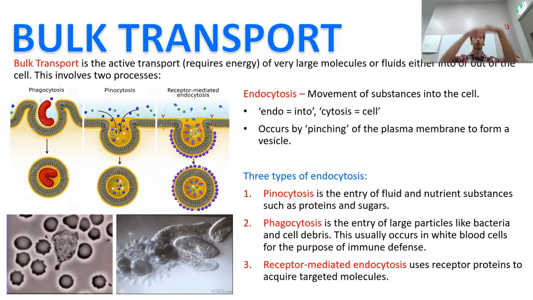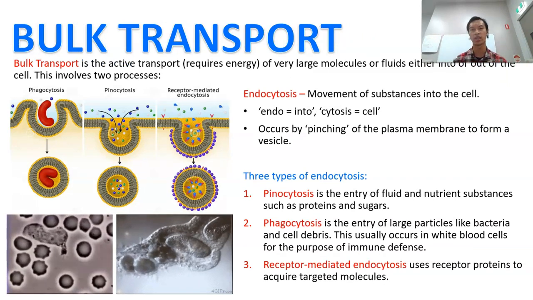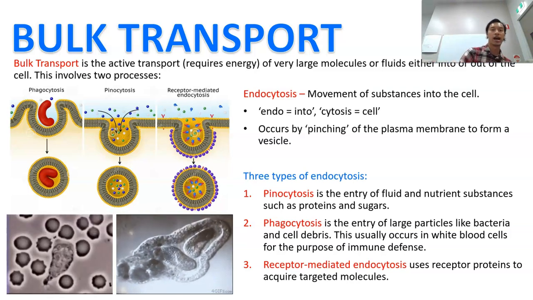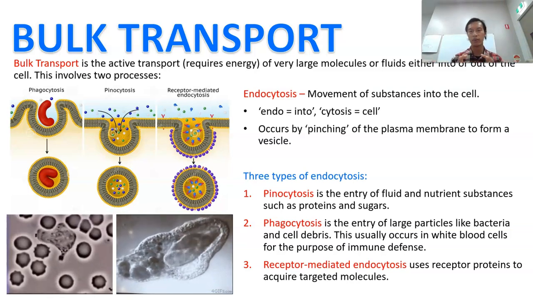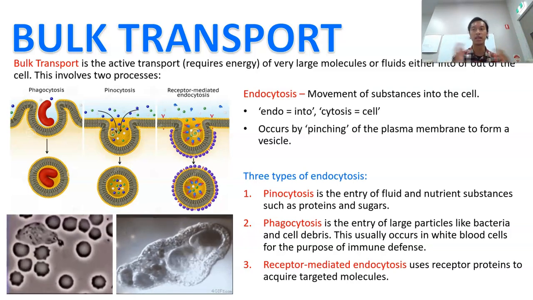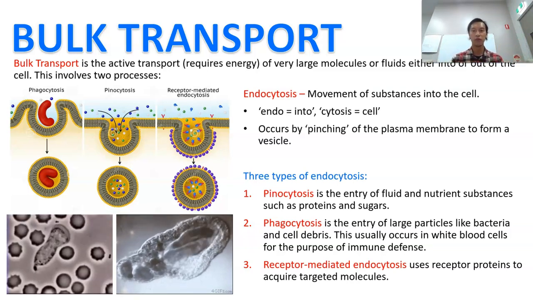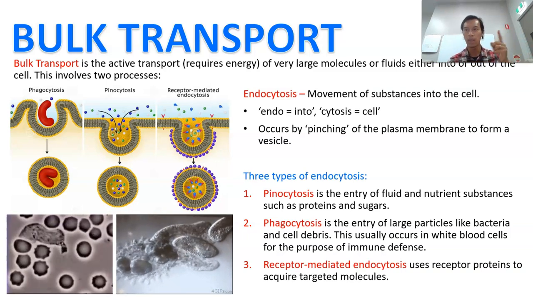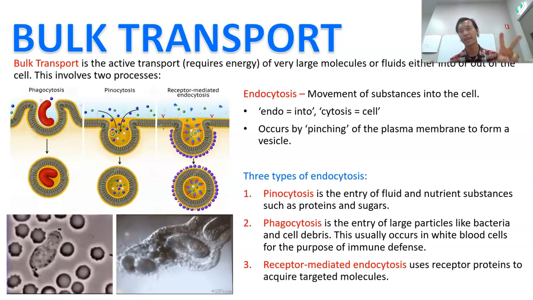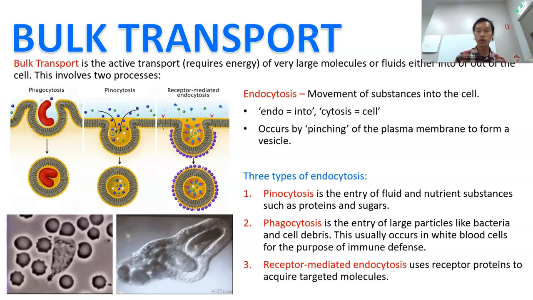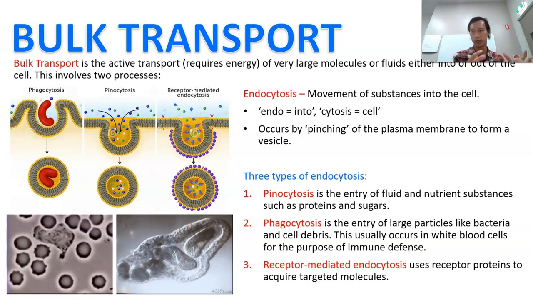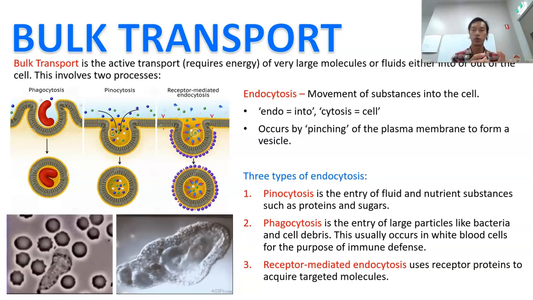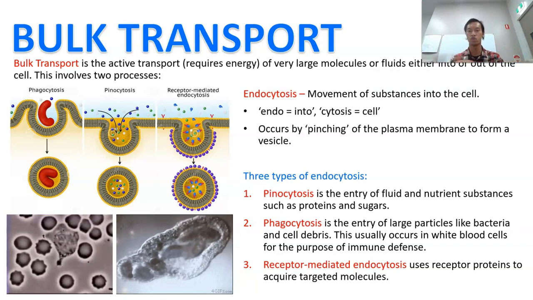Okay, bulk transport. Bulk transport is another type of active transport, and it is the last of the transport methods that we're going to look at. It is about moving large molecules or fluids either into or out of the cell, right? It involves 2 processes, either endocytosis or exocytosis, okay? Endocytosis is movement of substances into the cell, right? Endo meaning into, cytosis meaning the cell, so moving things into the cell.